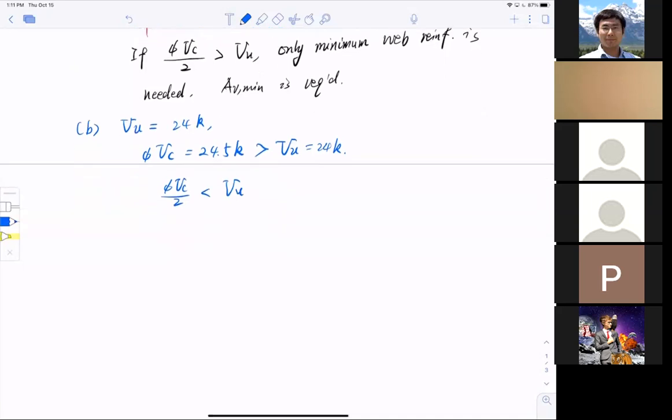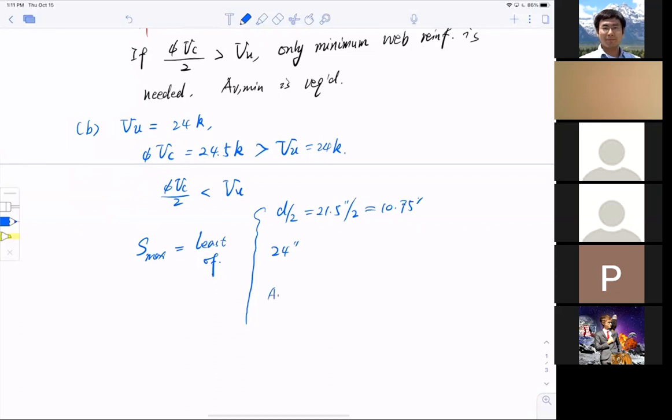So what type of spacing we need for stirrups? So S max for spacing equals the least of the following. Least of 24 inches, so D divided by 2 first, and that is 21.5 inch divided by 2, and that is 10.75 inch, okay? And 24 inch, right? And the minimum AV FYT divided by 0.75 square root of F prime C and BW.